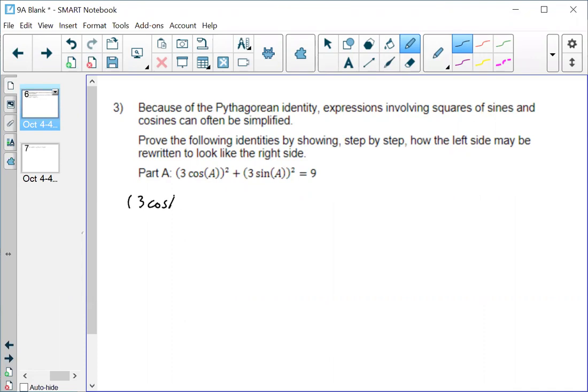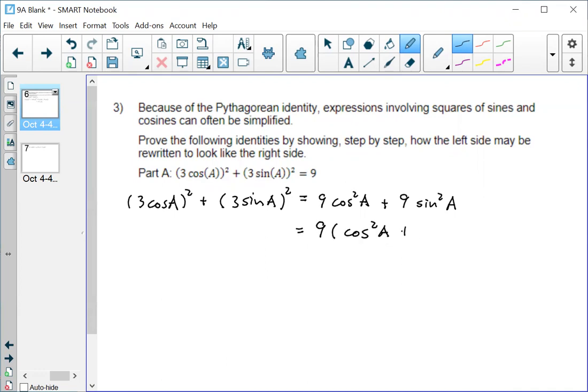3 cosine of A, all that quantity squared, plus 3 times the sine of A, that quantity squared, is equal to, well, 3 squared is 9, so we have 9 cosine squared A plus 9 sine squared A, which is equal to, if we factor out the 9, 9 times cosine squared A plus sine squared A, and we get 9 times 1, which is just 9.